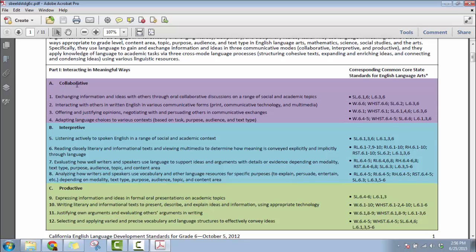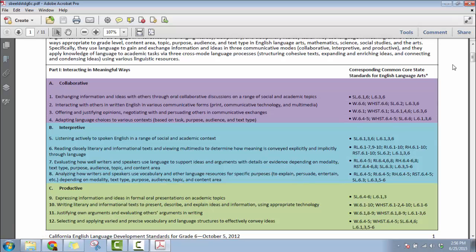So it tells you these are some collaborative standards that you could incorporate, some interpretive, productive, etc. And the nice thing about this document is that it aligns directly with the Common Core standards for English Language Arts and literacy. So if I am using my ELA literacy standard, which I would suggest you do, you can just directly find it and align it to whatever ELD standard you want to incorporate.